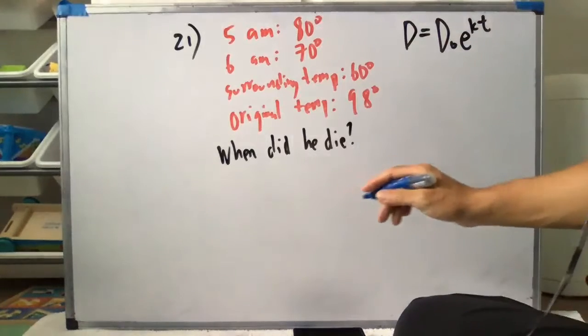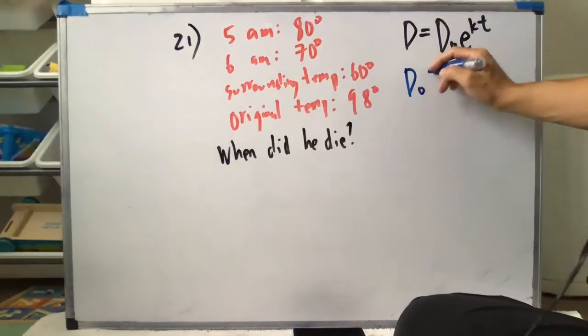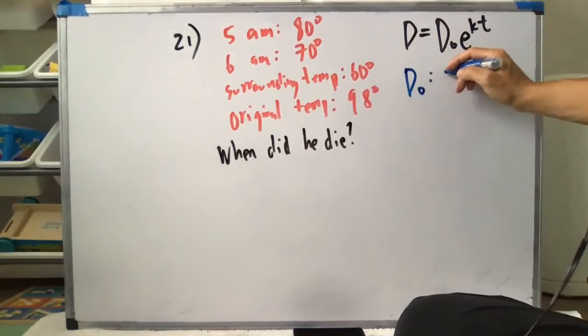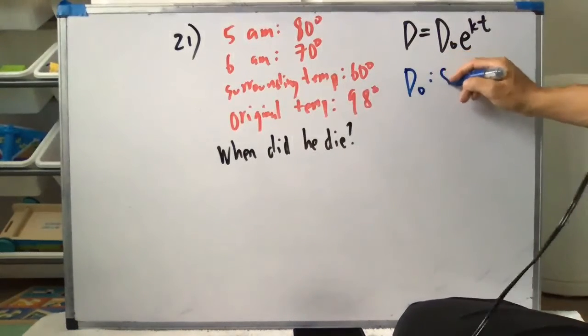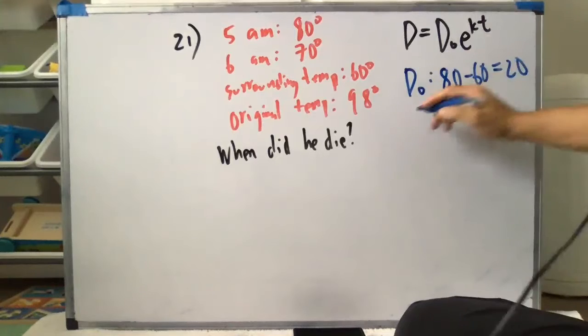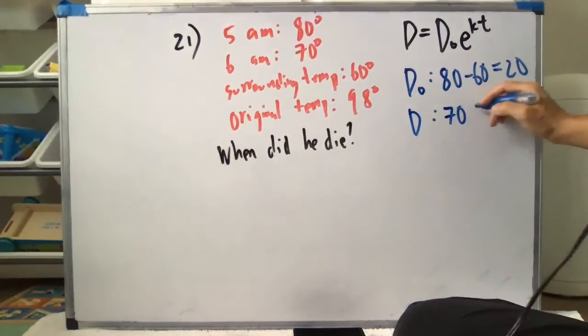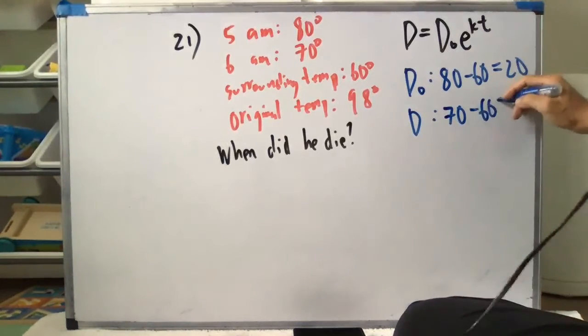All right, so here's the first iteration of this. I'm gonna treat D naught as the difference in temperature between his temperature and the surrounding. So 80 minus 60 is 20. And then the ending difference is the ending temperature minus the surrounding temperature, which is 70 minus 60, which is 10.